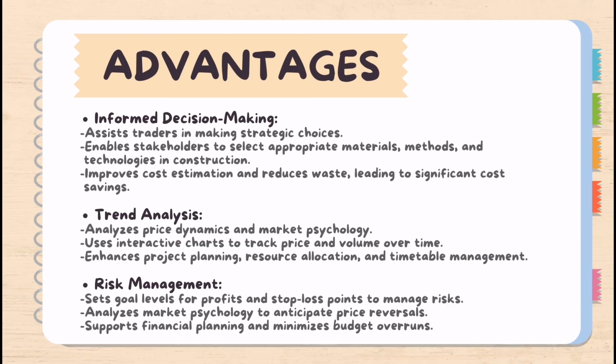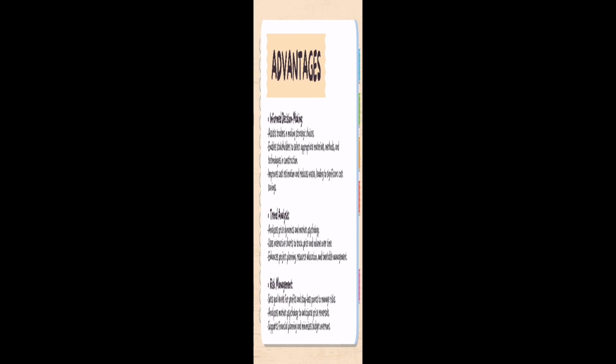Next, informed decision-making, trend analysis, and risk management are key advantages of using technical data in both trading and construction. Technical data helps traders make strategic decisions and enables construction stakeholders to choose the right materials, methods, and technologies. It improves cost estimation, reduces waste, and enhances resource allocation and project planning. Additionally, it aids in managing risks by setting profit goals and stop-loss points, analyzing market psychology, and supporting financial planning to minimize budget overruns and anticipate price reversal.